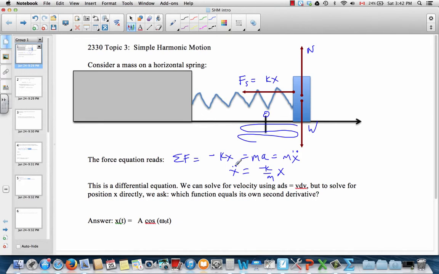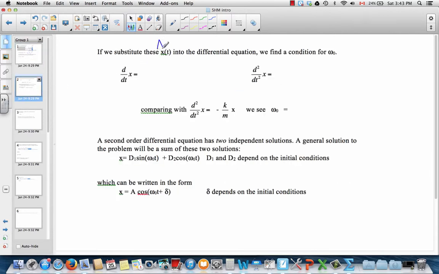So we need a function x, the position, such that when you differentiate it twice, you get itself times a constant. Which function equals its own second derivative? Well, from Calc 1, you probably know that if you differentiate cosine, you get minus sine, and if you differentiate minus sine, you get back to cosine. So this is a good candidate solution: A cos omega naught t, where omega naught is just some constant. Let's try that. Let's put A cos omega naught t in for x.